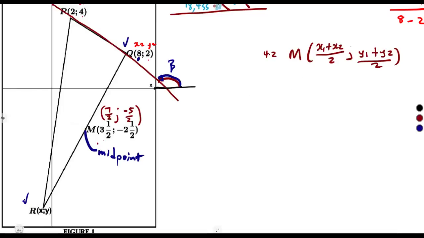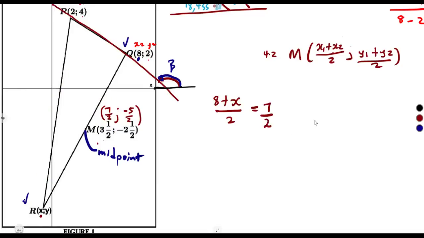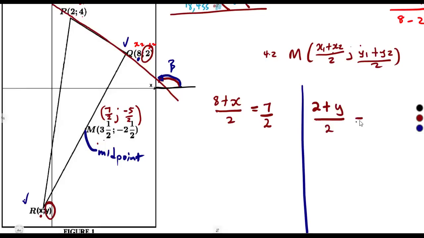This is how you did this part, guys. You took the x value on Q, which is 8, added to the x value of R, which we do not know, so it is x. You divided it by 2, exactly as you see it on the formula. And this is what you got as your midpoint: 7 over 2, because you're already given the midpoint. So you equate the x to the x on the midpoint. The same thing you apply for the y part. The y of Q, which is 2, plus the y of R, which we do not know, over 2 is supposed to give us negative 5 over 2.